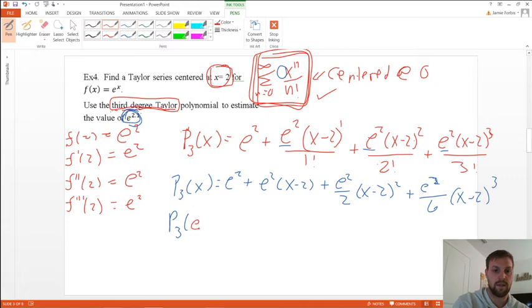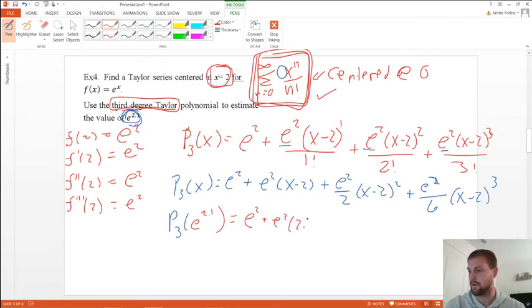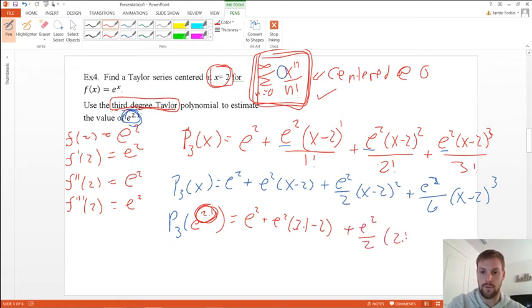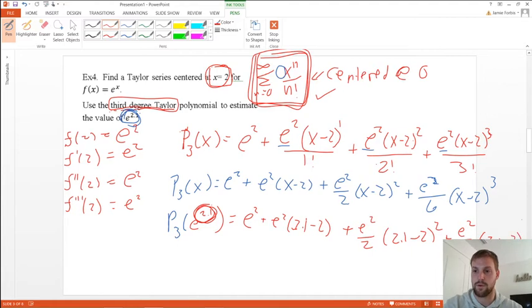I'm going to do e to the 2.1 power in 4x. So e squared plus e squared times 2. Dang, I did it wrong again. Oh, no, sorry. I'm plugging 2.1 in for x instead of 2. Yes, so 2.1 minus 2 plus e squared over 2 times 2.1 minus 2. So instead of plugging 2.1 into e to the x, I'm plugging 2.1 into the polynomial. Squared plus e squared over 6 times 2.1 minus 2 cubed.